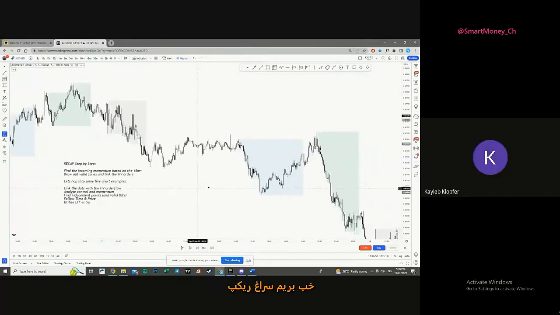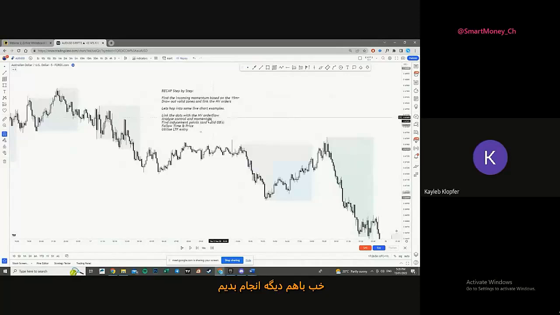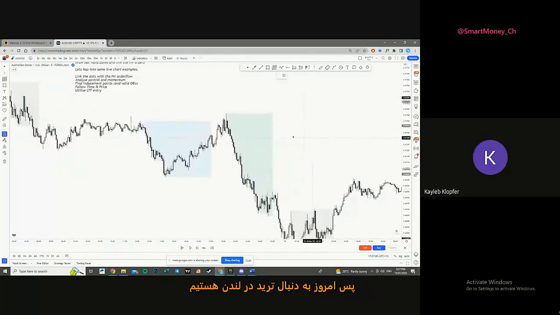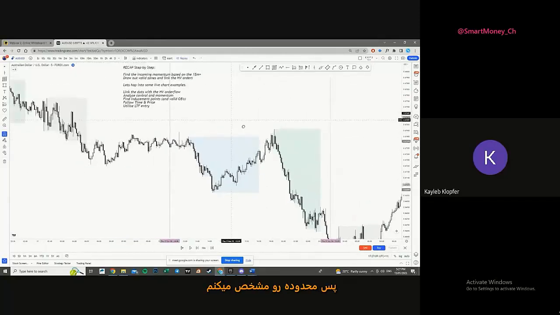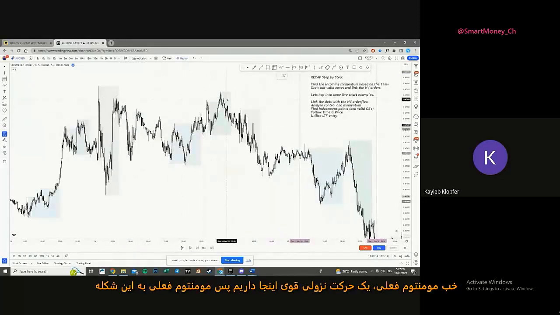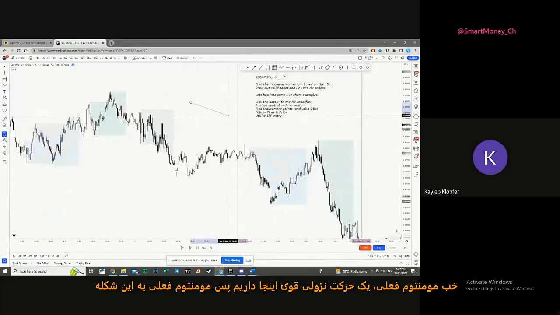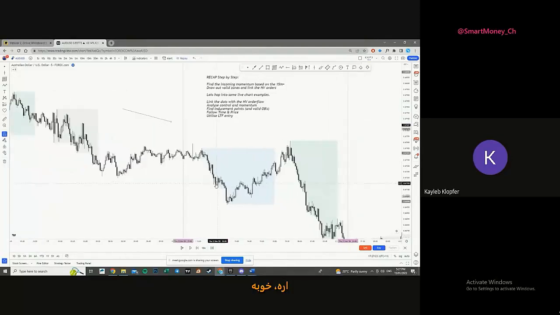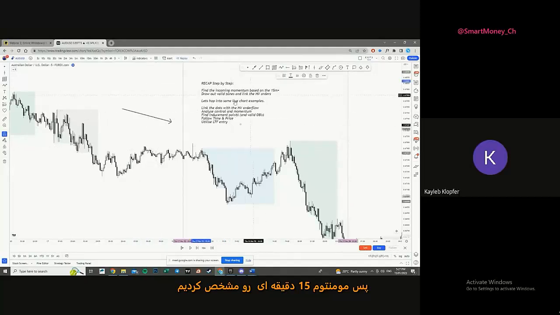So let's recap this. Let's go through it together. Essentially, we want to find the incoming momentum based on the 15-minute. We're looking to trade London today, so I'll create a border for that. Incoming momentum. Well, we had a big seller from here, so I'd say our incoming momentum is something like this. Would you agree with me? Yes. Awesome. So our incoming momentum, we found that based on the 15.